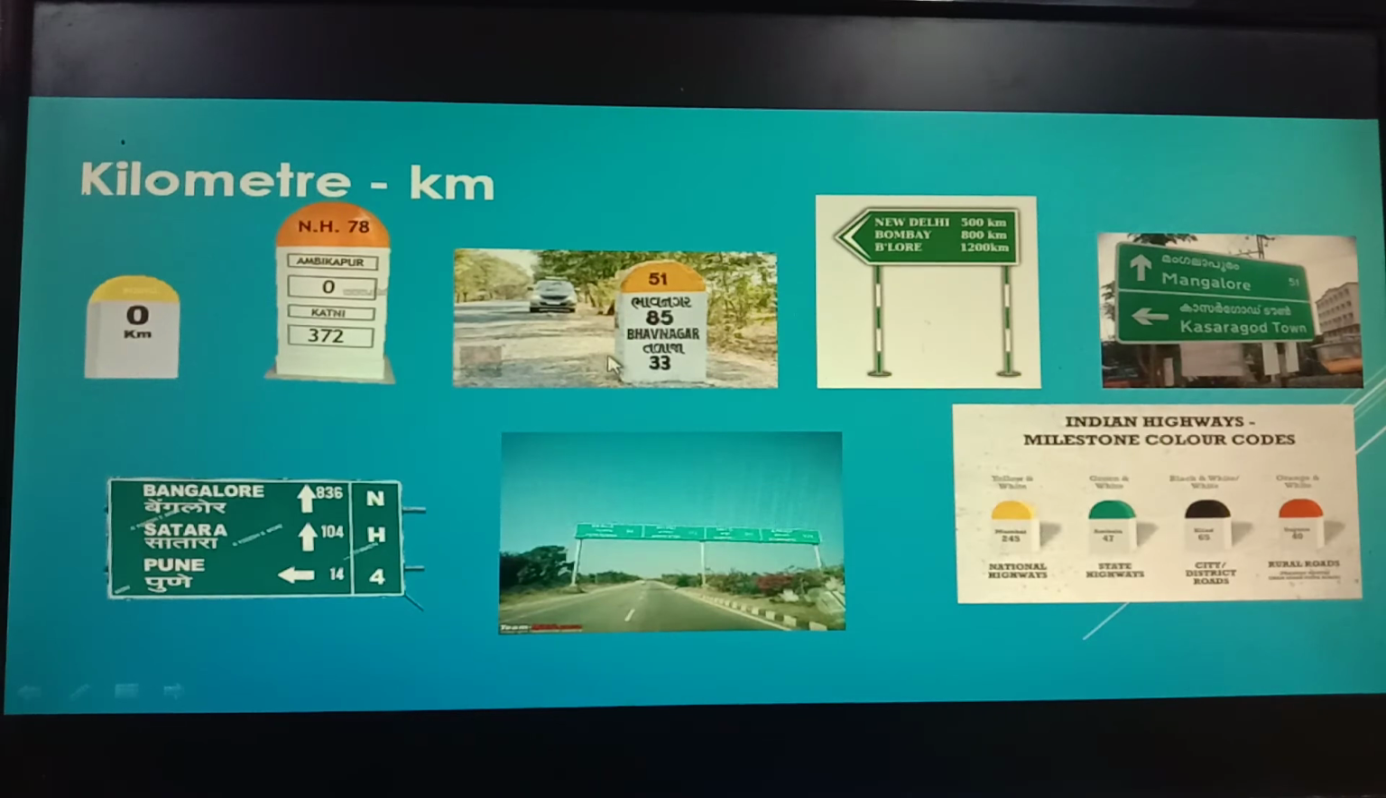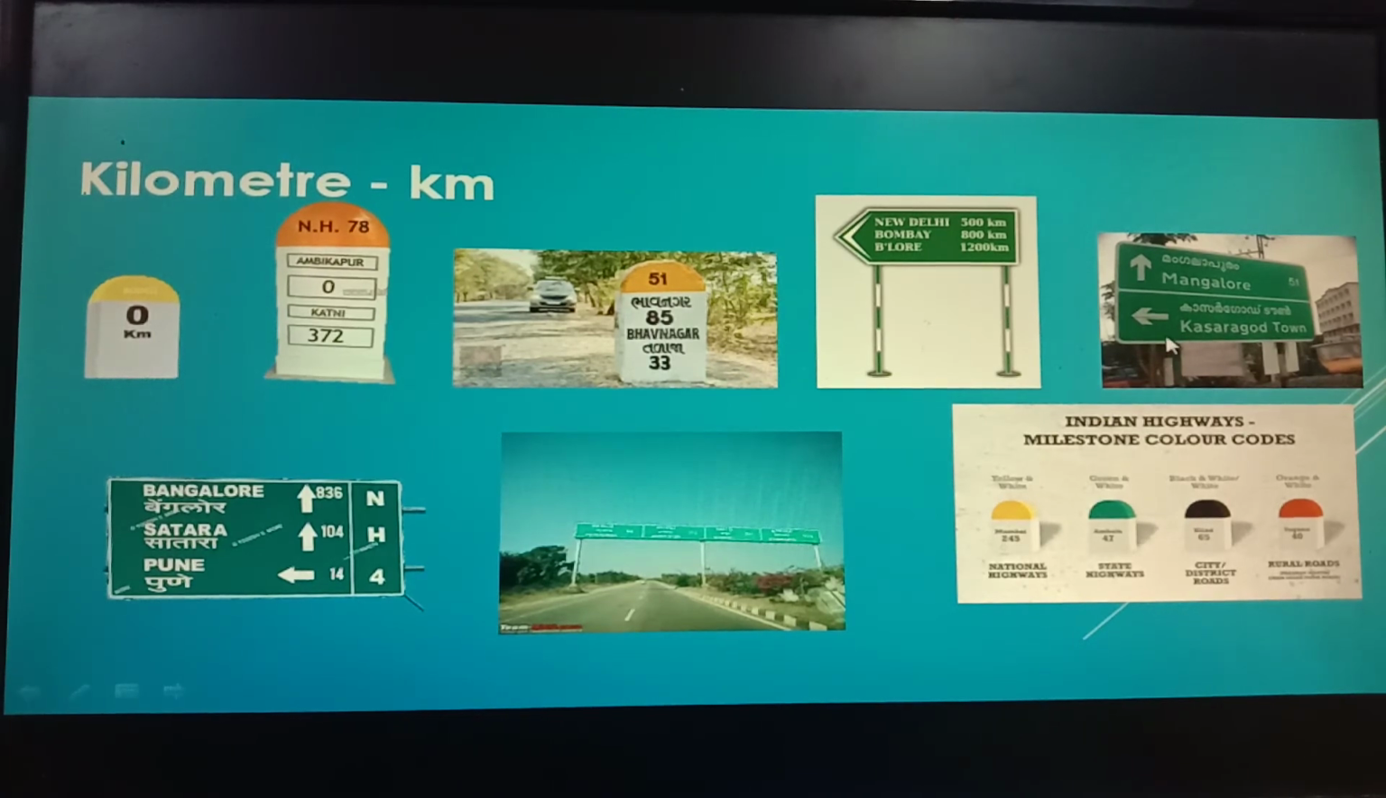Now this is an example from Gujarat, Bhavnagar. Here Bhavnagar is written in Gujarati language. Then 85 kilometer it is far, and Bhavnagar again it is written in international language English. So the state language is there and the international language also will be there. And Tadja is 33 kilometer far, and this kind of kilometer board also you can see in the cities.